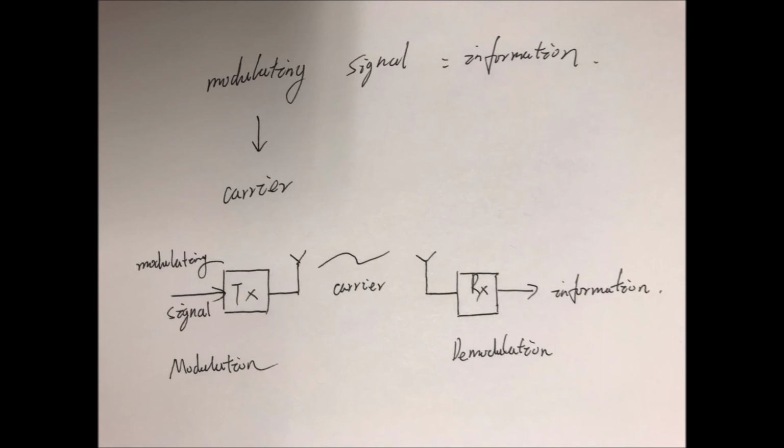So at transmission side, we put modulating signal on carrier. Carrier will transmit it through the air, then at the receiver we have information back, right? So we call this part modulation, the other part demodulation.